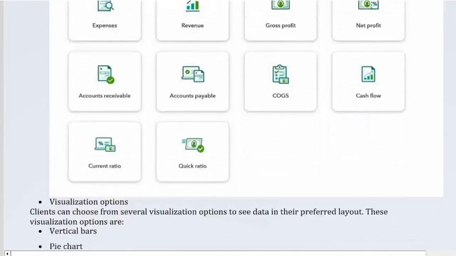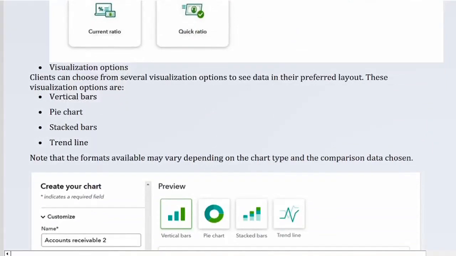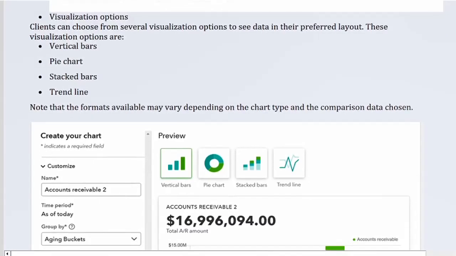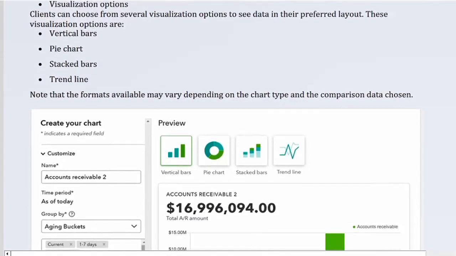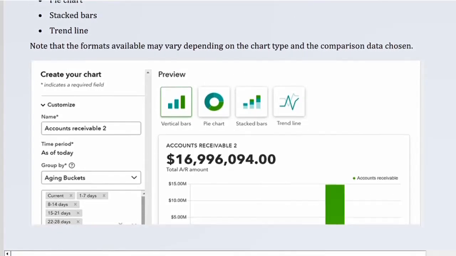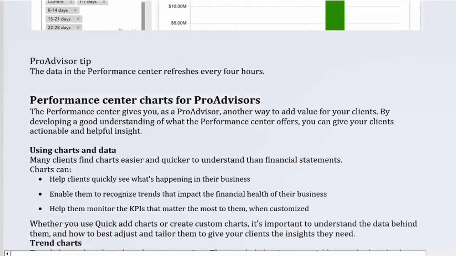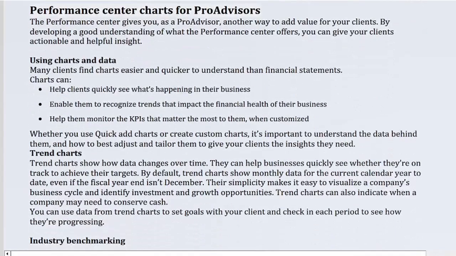Visualization options. Clients can choose from several visualization options to see data in their preferred layout. These visualization options are vertical bars, pie chart, stacked bars, trend line. Note that the formats available may vary depending on the chart type and the comparison data chosen. Pro Advisor tip. The data in the Performance Center refreshes every 4 hours.